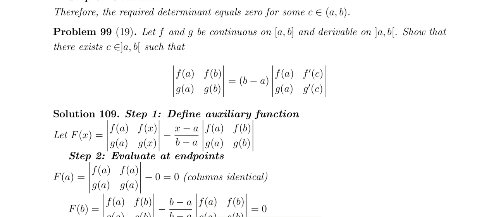Next problem: f and g are continuous on a comma b and differentiable in the open interval. There exists c belonging to the open interval a comma b such that the determinant of f of a, f of b, g of a, g of b equals b minus a times the determinant of f of a, g of a, f dash of c, g dash of c.